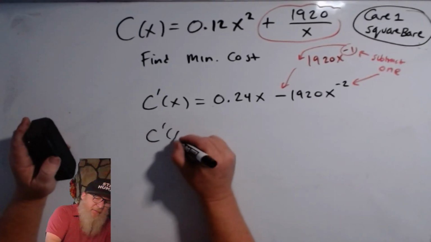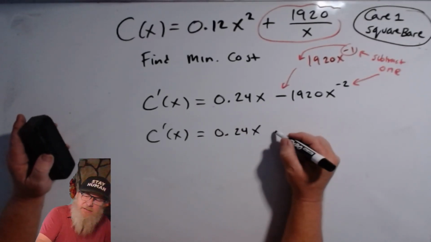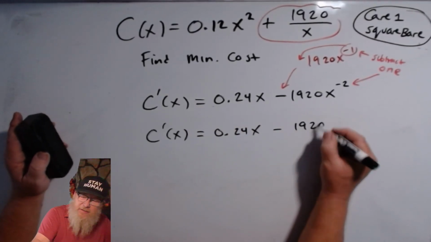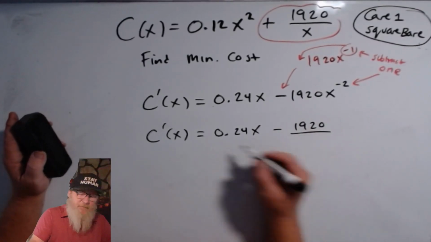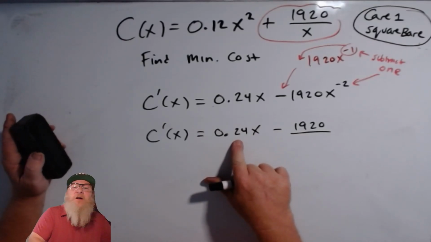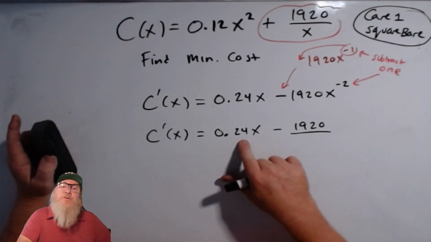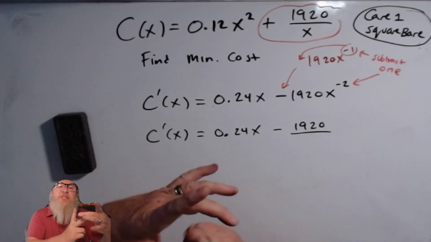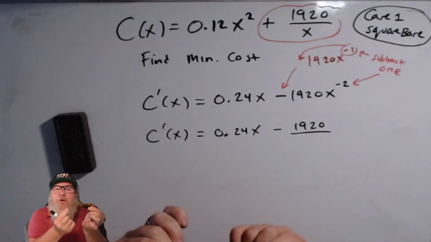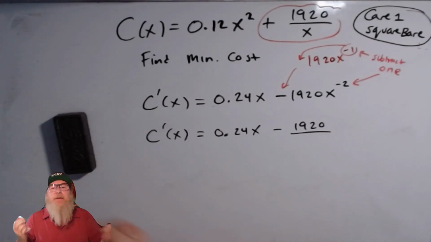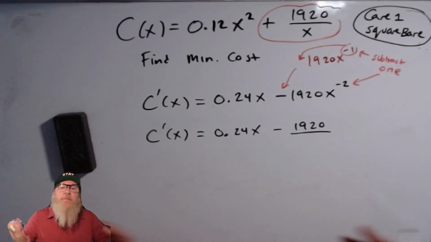So C prime of x is 24 cents times x minus $1,920. Those are now dollars now. This is 24 hundredths of a cent. So it's almost a quarter of a penny. If you took a penny and cut it into 4 little tiny quarter pennies, then that's what that represents. It's a little bit less. 0.25 would be a quarter of a penny.